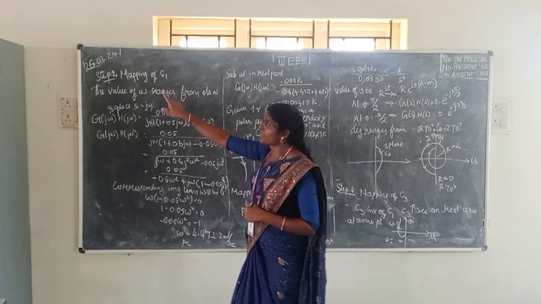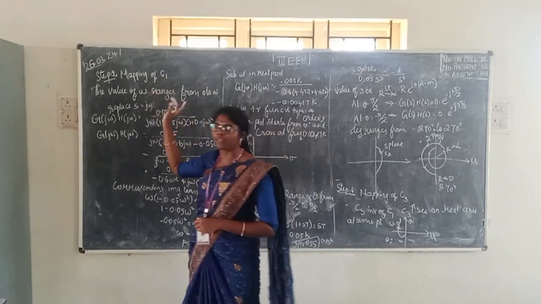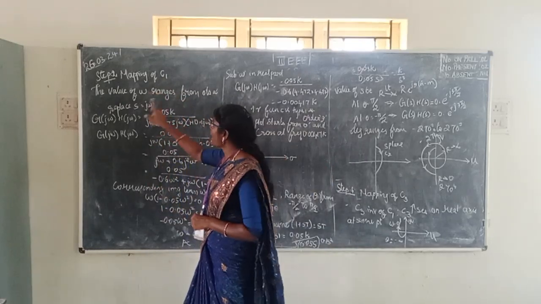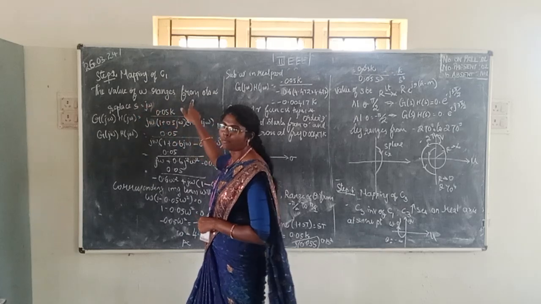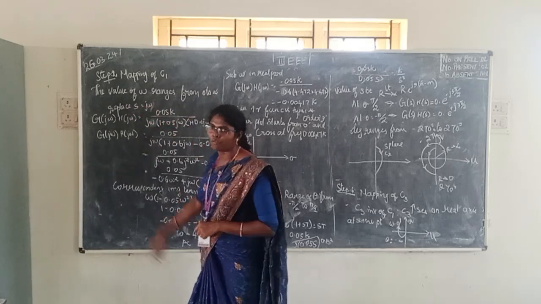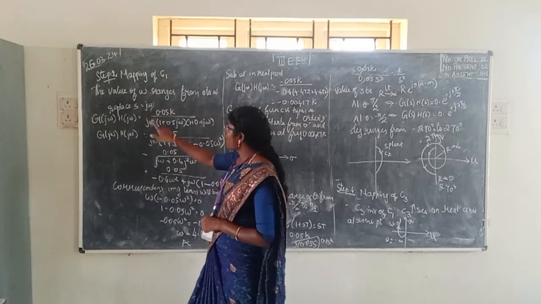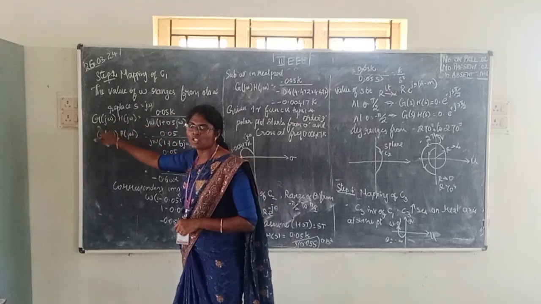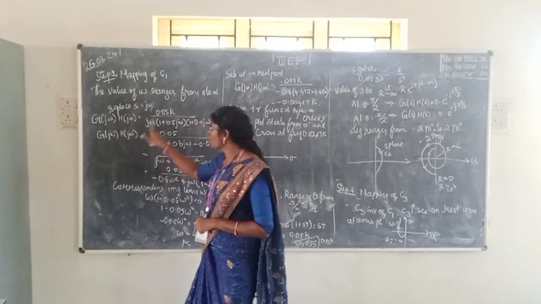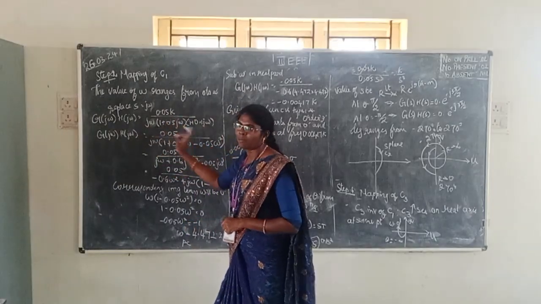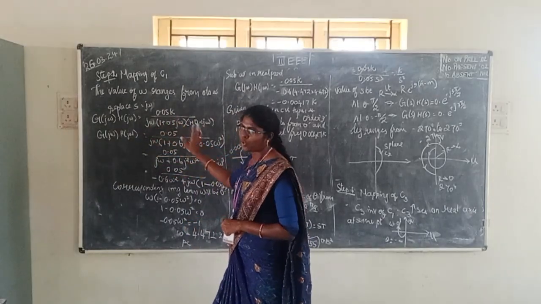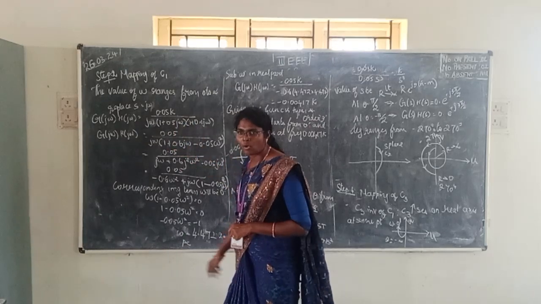This is step 2, mapping of C1. To map C1, the value of omega ranges from where? From 0 to infinity. Next you have to replace S with J omega. So after replacing S with J omega, what happens? G of J omega, H of J omega will be equal to 0.05 K divided by J omega into 1 plus 0.5 J omega, instead of S, J omega is there.